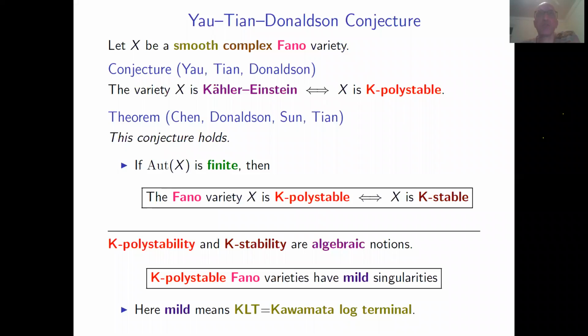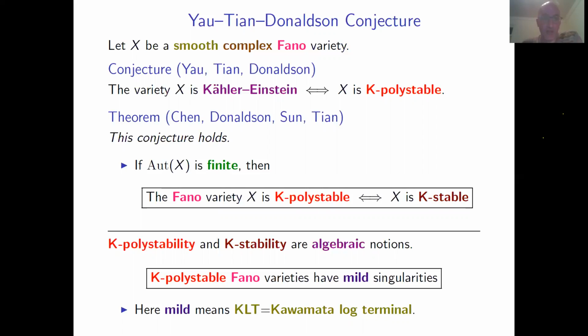But in dimension 2, it basically means quotient singularities. But in higher dimension, it's complicated singularities. But smooth ones are okay. For example, ordinary double points are fine in all dimensions.